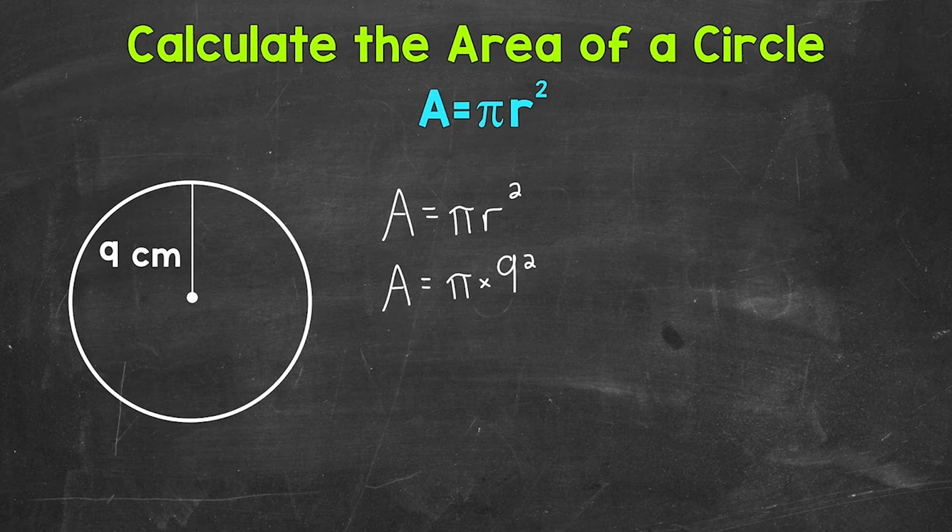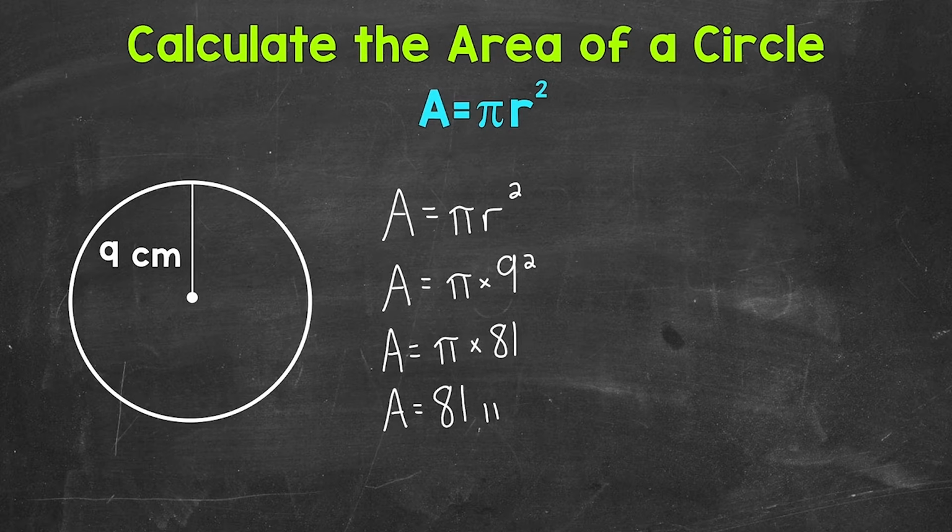After that, let's do 9 squared, which means 9 times 9, not 9 times 2. That's a common mistake. So remember, when you square a number, that means multiply that number by itself. So 9 squared means 9 times 9, which is 81. So we end up with pi times 81. Now we can rewrite this as area equals 81 pi.